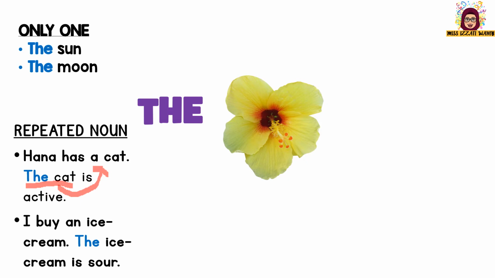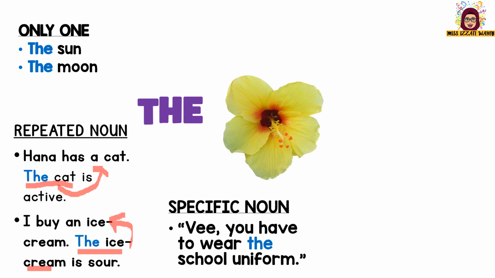Next, I buy an ice cream. The ice cream is sour. So, the ice cream refers to the ice cream that I buy. So, it is a repeated noun. Next, specific noun. Kata nama tertentu. You have to wear the school uniform. Awak kena pakai baju sekolah itu. Bukan baju sekolah yang lain, baju sekolah itu. So, it is specific.